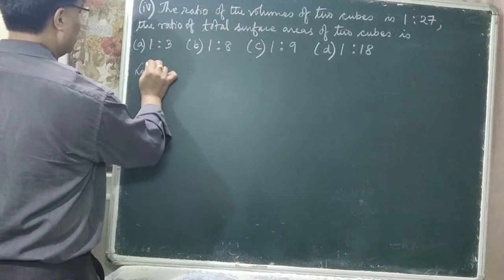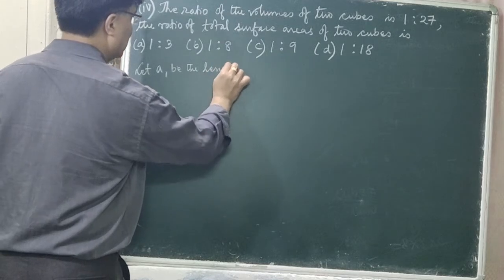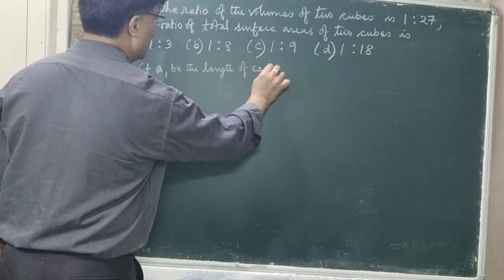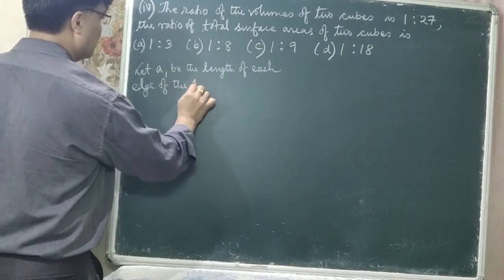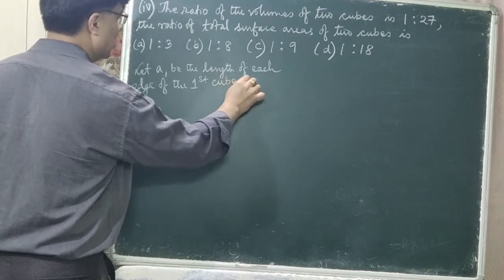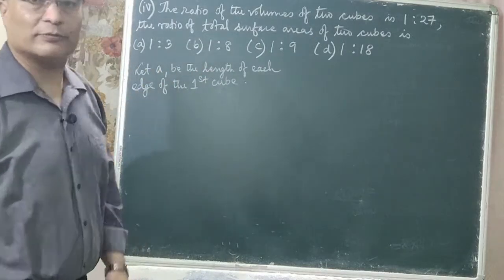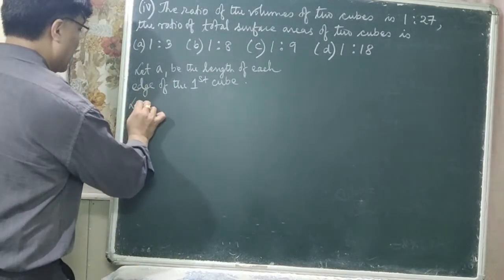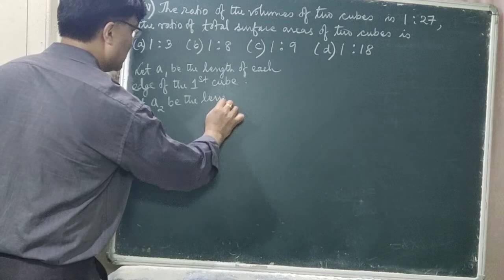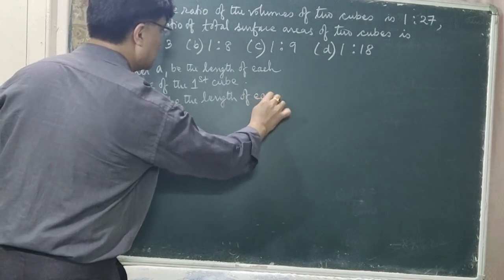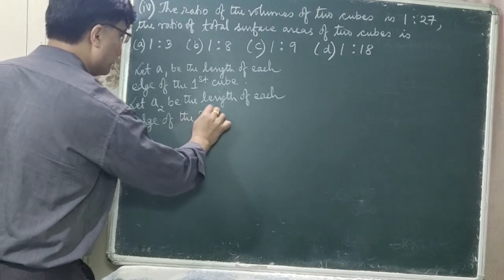Let A1 be the length of each edge of the first cube. Right. ठीक छ. Let A2 be the length of each edge of the second cube.